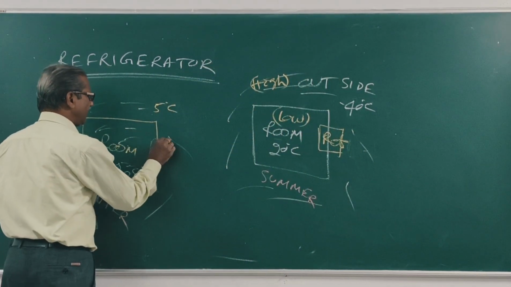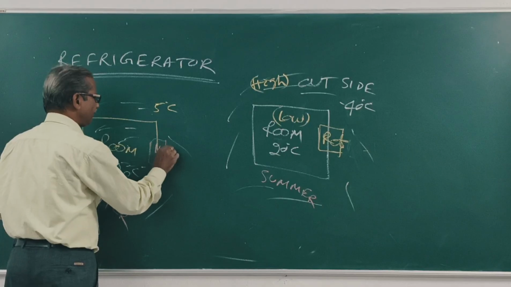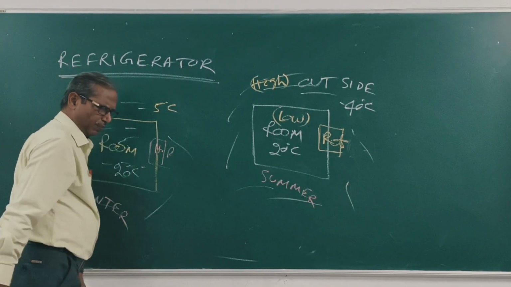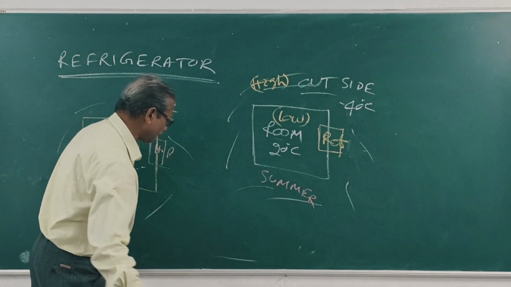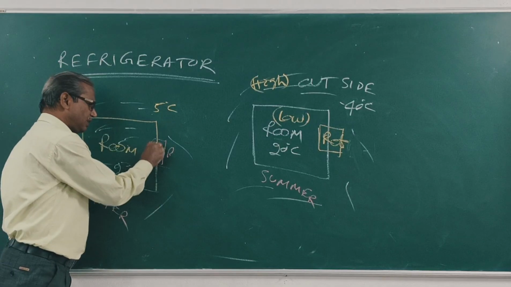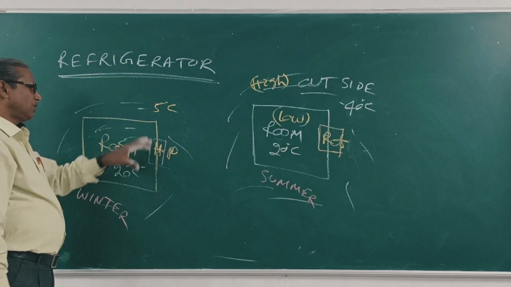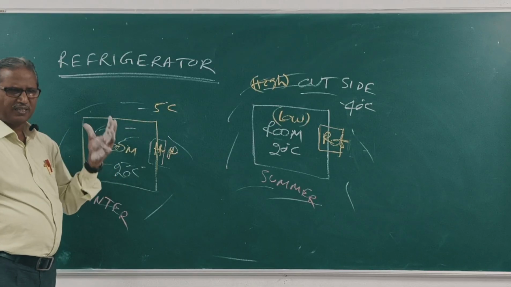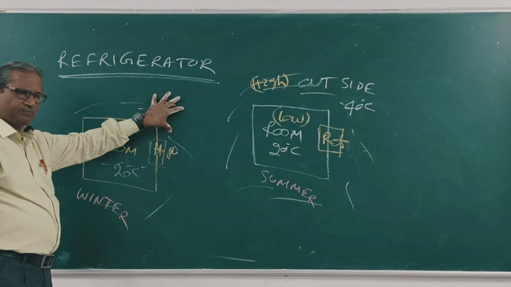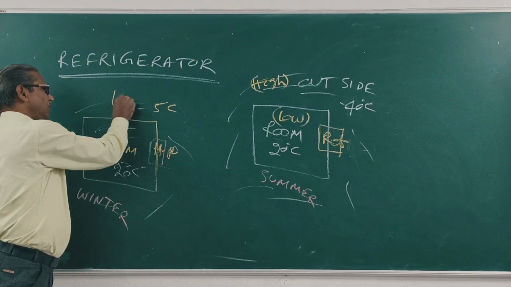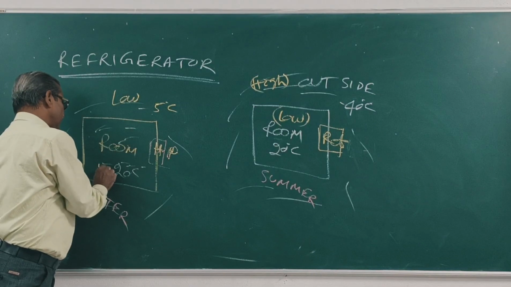Suppose the heat pump is placed here. Heat pump. Its function is to transfer heat, to extract heat from the low temperature body. This is low temperature. This is high temperature.